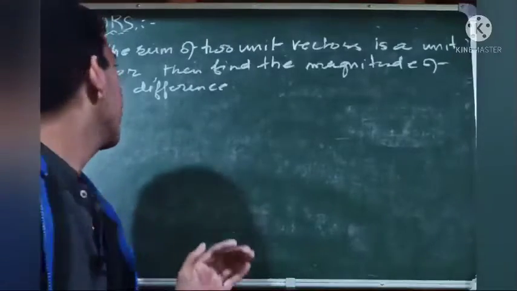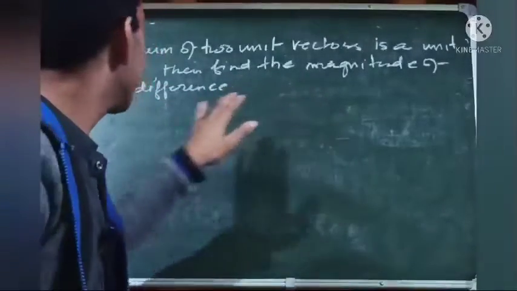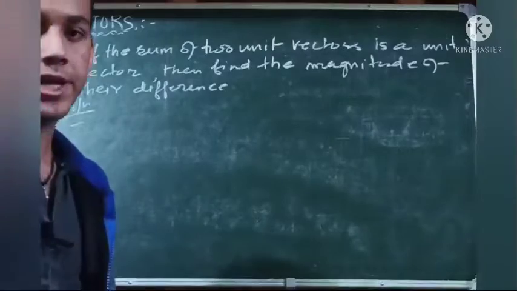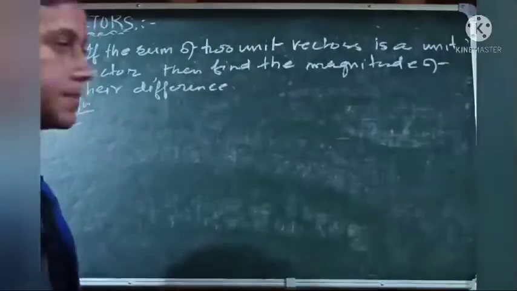In question number 4, we are given that if the sum of two unit vectors is a unit vector, then we are required to find the magnitude of their difference.